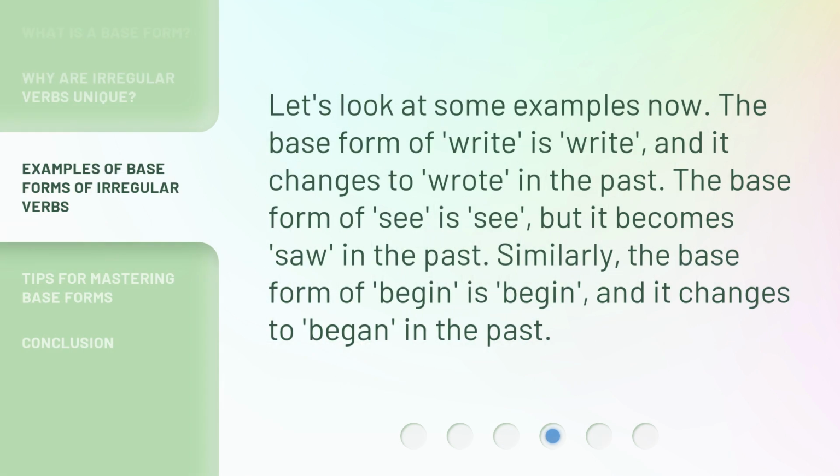Let's look at some examples now. The base form of write is write, and it changes to wrote in the past. The base form of see is see, but it becomes saw in the past. Similarly, the base form of begin is begin, and it changes to began in the past.